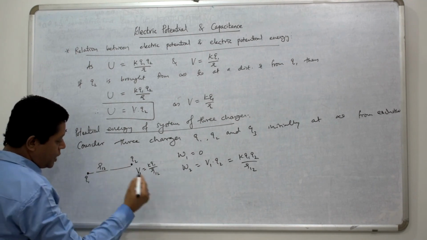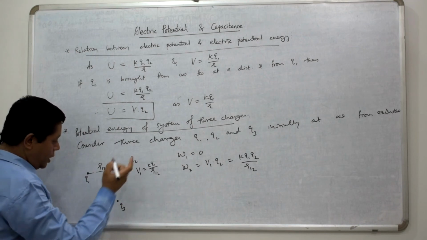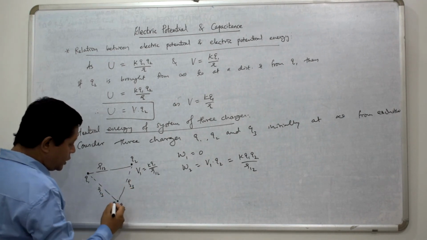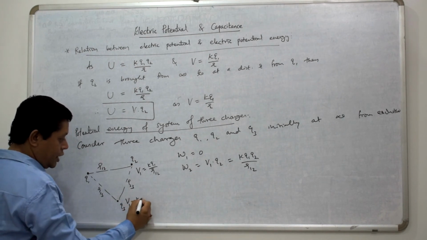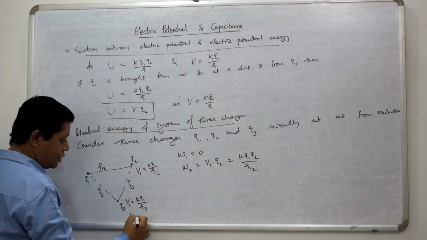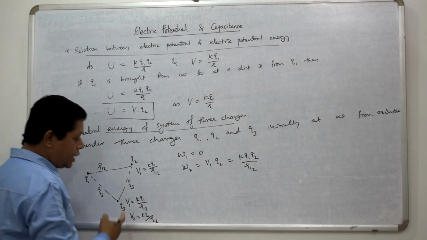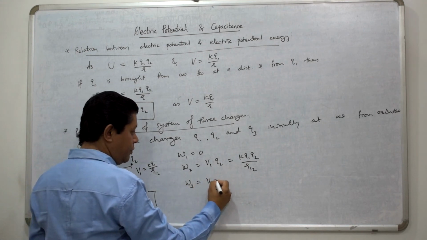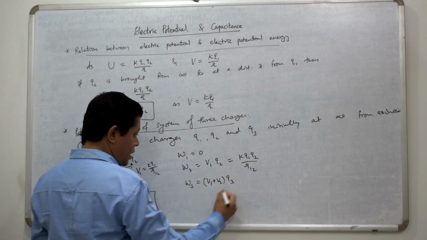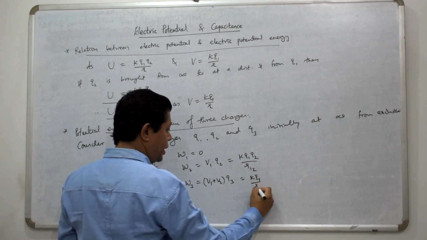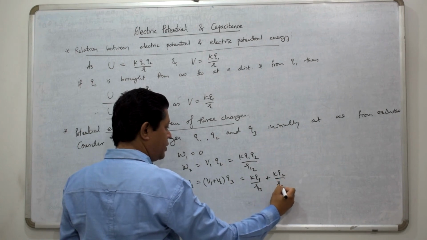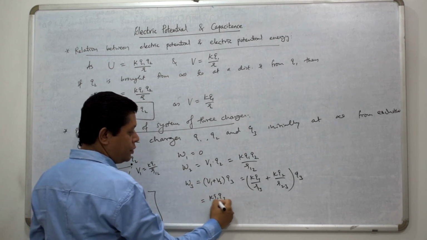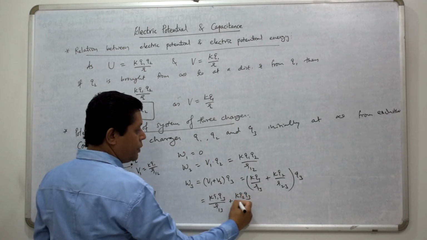Now in presence of these two charges, let's say charge Q3 is brought here from infinity. The distance from charge 1 is R13 and from charge 2 is R23. At this point potential due to charge 1 is KQ1 by R13, potential due to charge 2 is KQ2 by R23. So net potential is the sum of these two, and that's why work done in bringing charge Q3 is V1 plus V2 into Q3, that is KQ1 by R13 plus KQ2 by R23, into Q3. So total work done here is KQ1Q3 upon R13 plus KQ2Q3 upon R23.